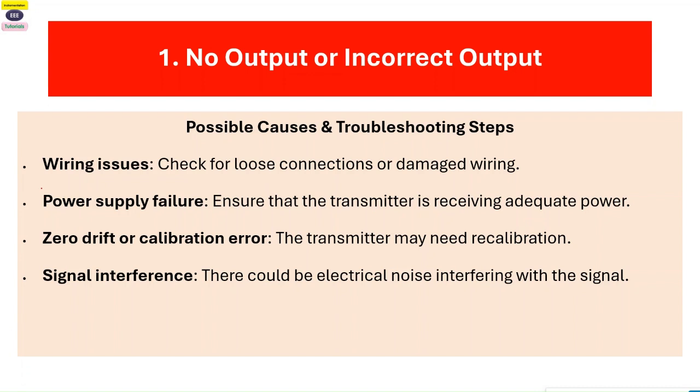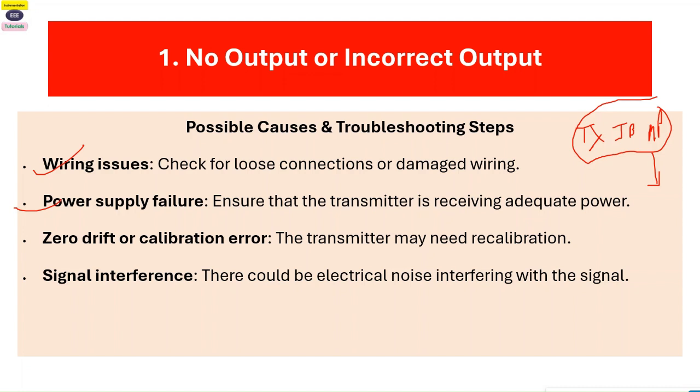The first is a wiring issue. You have to check your wiring at the transmitter end, at the junction box end, and at the marshalling panel end. Before the signal goes to the PLC, you have to check the wiring at these three locations, because your wiring may be damaged or there may be some corrosion, so you have to check properly. The second one is power supply failure.